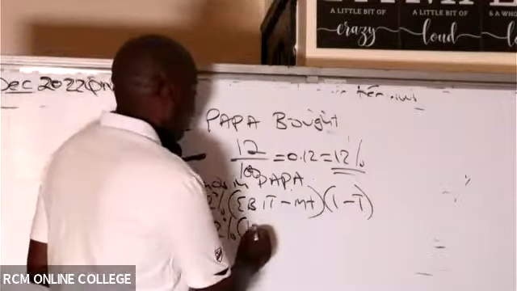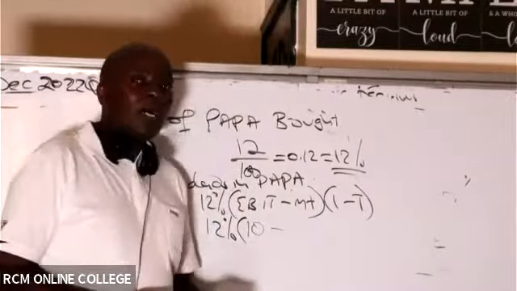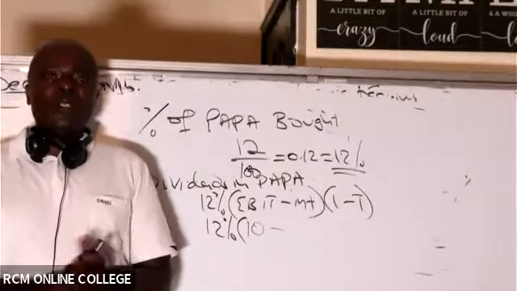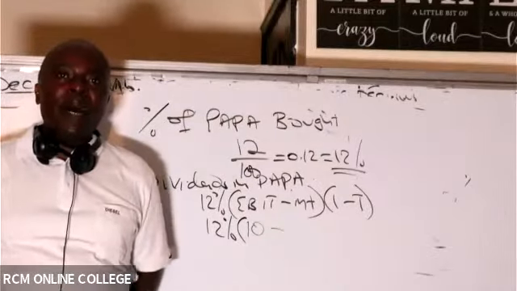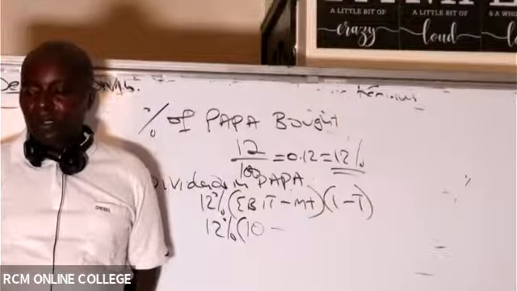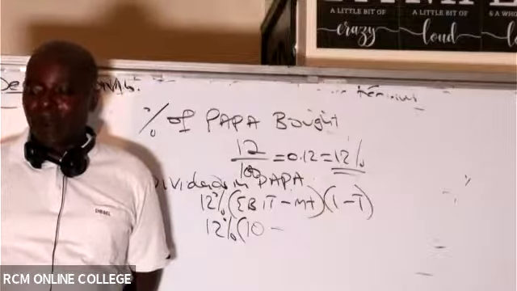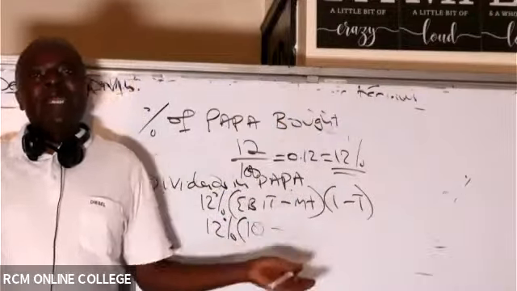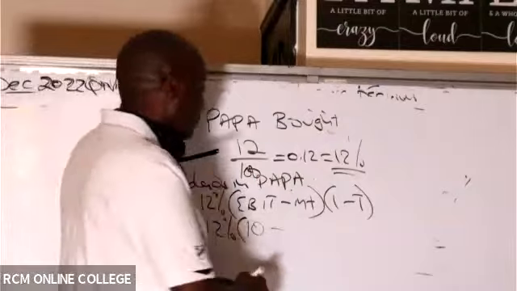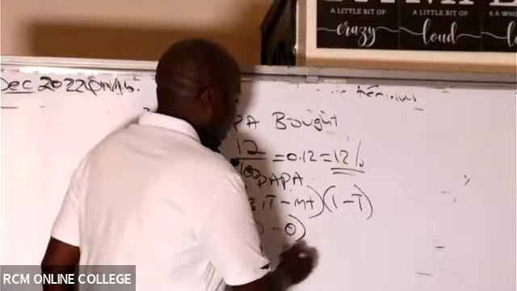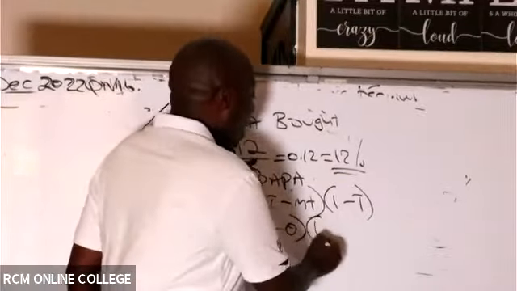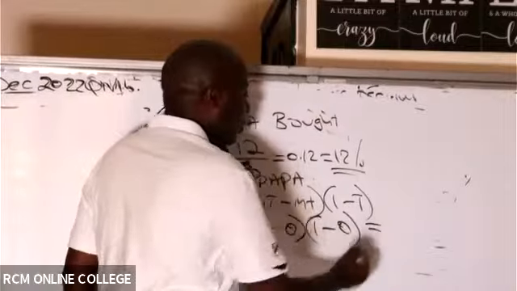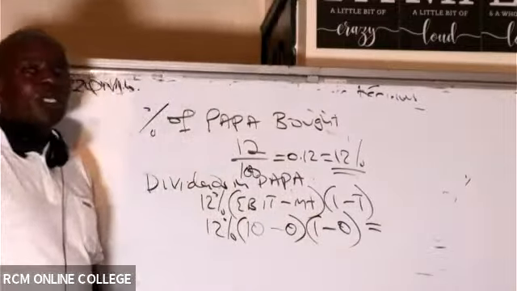10. Do we know the interest amount that will be paid by Papa? It is 0 because Papa is unlevered. Papa does not have any interest, so it is 0 here. Into 1 minus tax, tax is 0.